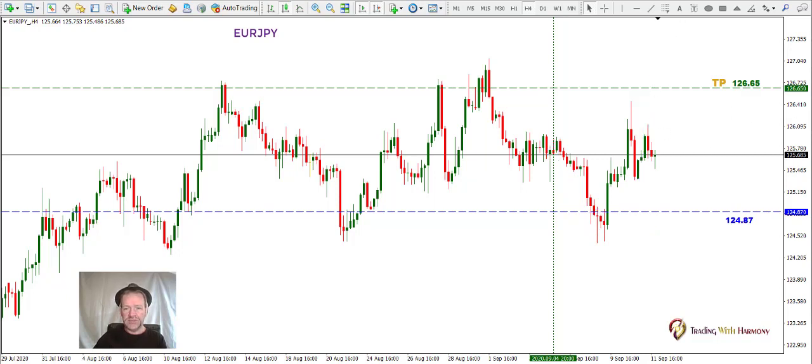126.65. So what I'm looking for then is for price to continue back up north, and if we can get, quite possibly for a better risk reward, price coming down a bit more into this structural level and then back up north to hit our TP level, to take profit at 126.65 in the euro yen.